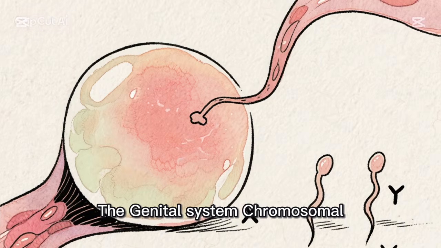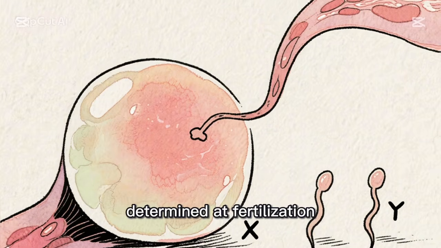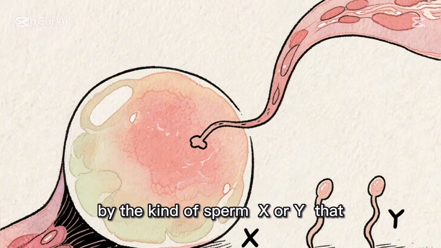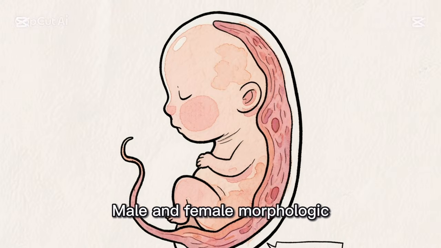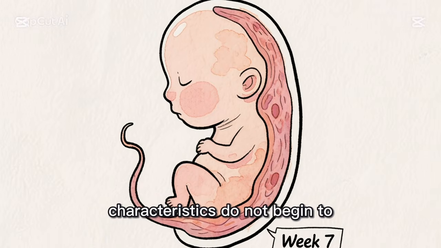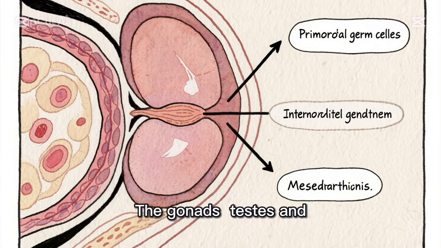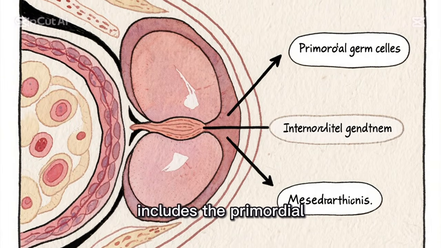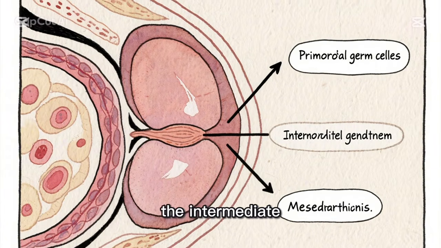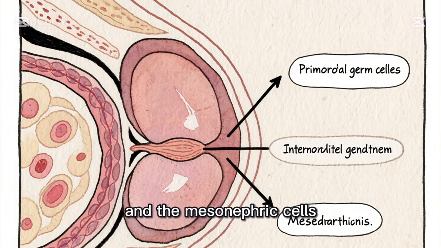The genital system. Chromosomal sex of an embryo is determined at fertilization by the kind of sperm, X or Y, that fertilizes the oocyte. Male and female morphologic characteristics do not begin to develop until the 7th week. The gonads, testes and ovaries are derived from 3 sources, which include the primordial germ cells, the intermediate mesoderm, genital ridge, and the mesonephric cells.